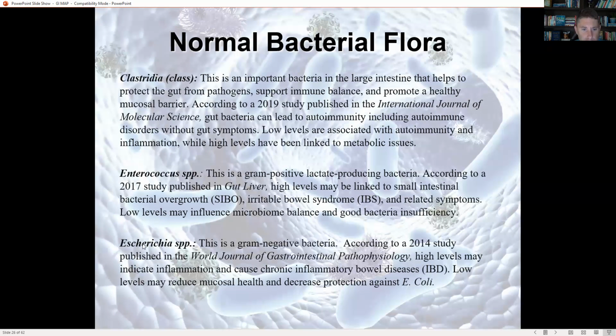Escherichia, it's a gram-negative bacteria, according to a 2014 study published in the World Journal of Gastrointestinal Pathophysiology. High levels may indicate inflammation and cause chronic inflammatory bowel disease. Low levels may reduce mucosal health and decrease the production of E. coli.